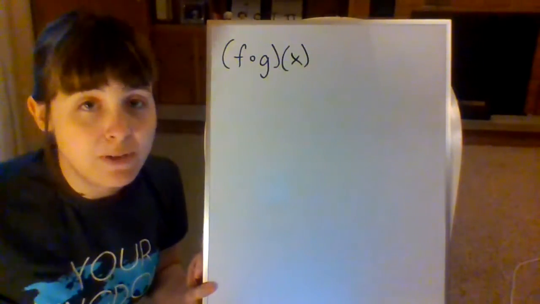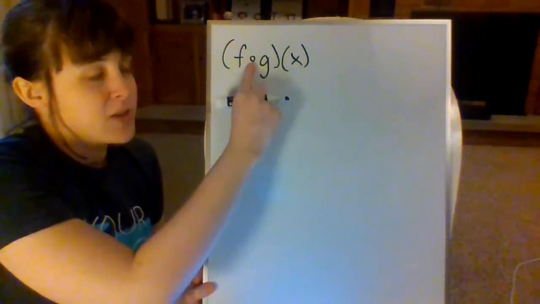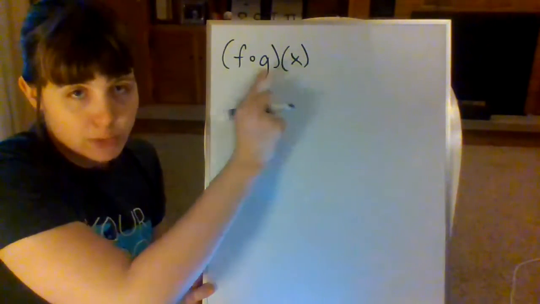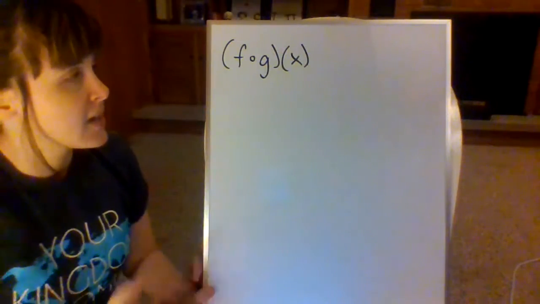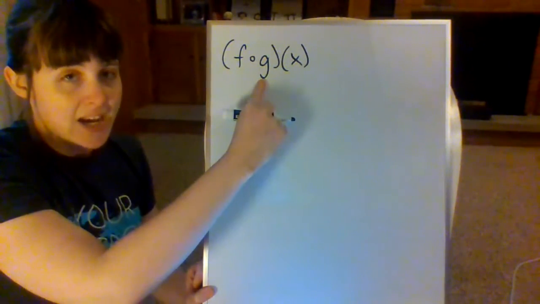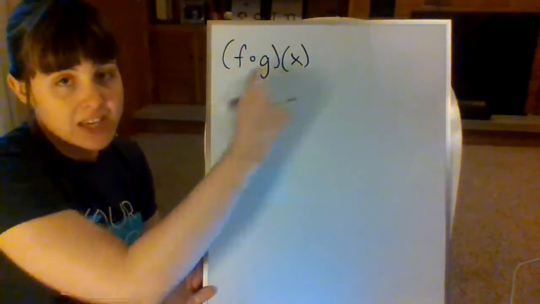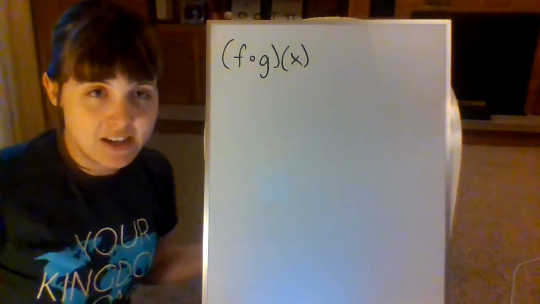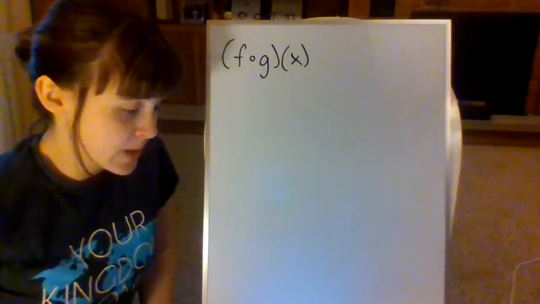And no, this doesn't spell fog. This right here means f composed with g. They're both separate functions. You're going to take the g of x function and replace x in the f function with the entire g of x function. I know that's probably a lot to take in, so I'm going to show you later.